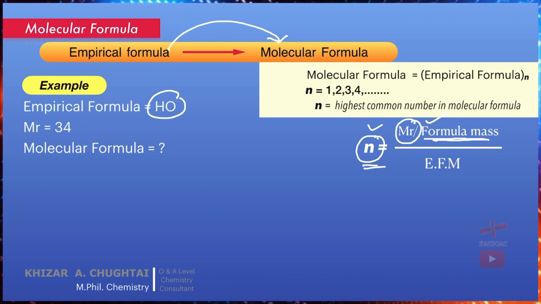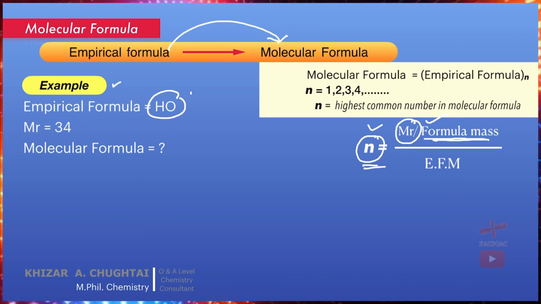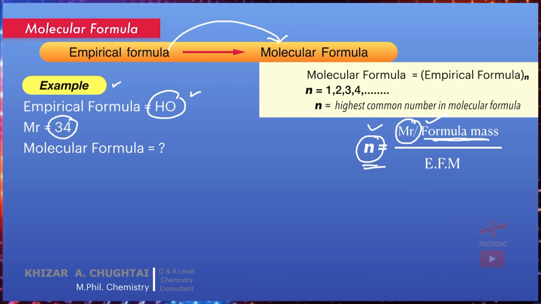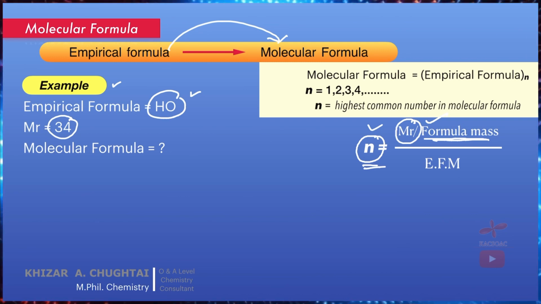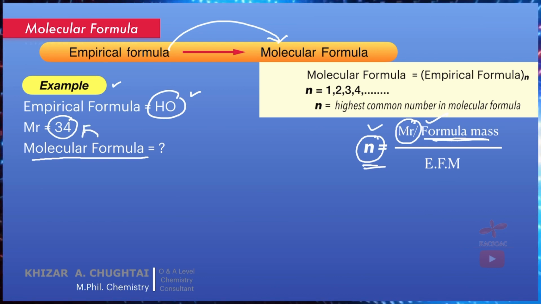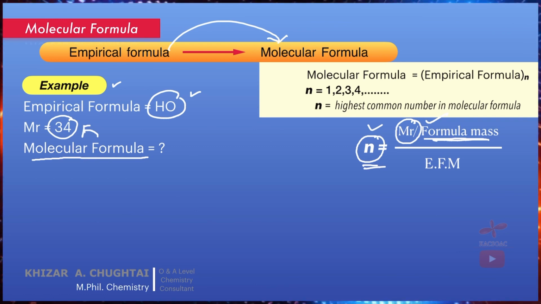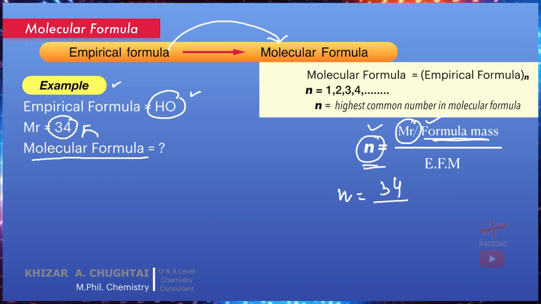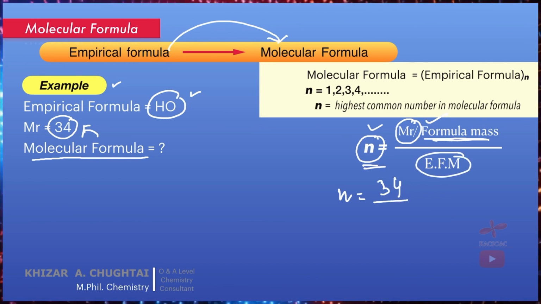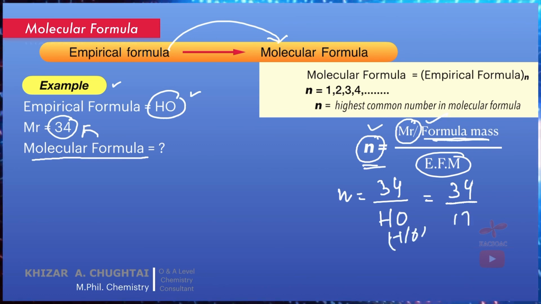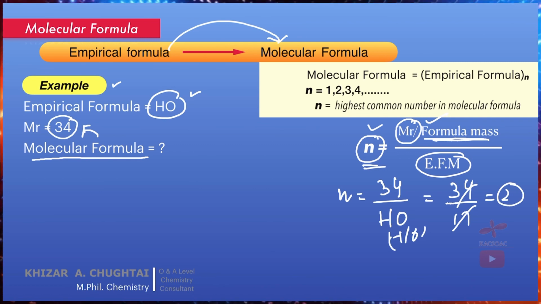For example, let's see this example. The empirical formula is HO, H1O1. Its molecular formula has a mass MR that is equal to 34. So what will be its molecular formula? I'm going to find N. N is equal to MR, which is 34, divided by the empirical formula mass. What is the empirical formula? That is HO. The empirical formula mass is 1 plus 16, I mean 17. So 34 divided by 17, the answer is equal to 2.